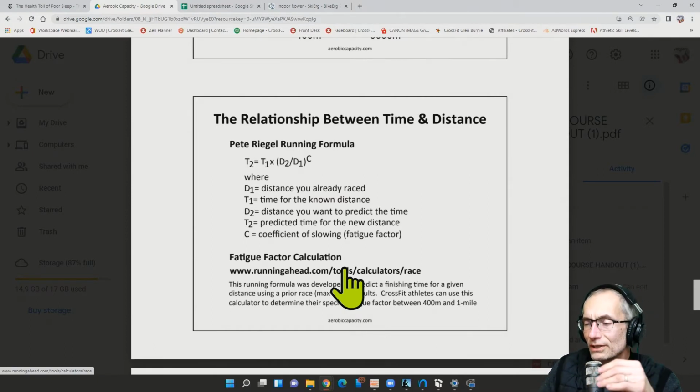I put this formula into a spreadsheet, so we can play around with it a little bit and get some numbers out there, which might help you out for tomorrow's event. The main point here is to develop some intuition around what happens whenever the distance doubles. For every doubling of that distance, that fatigue factor is going to start to play a larger and larger role.